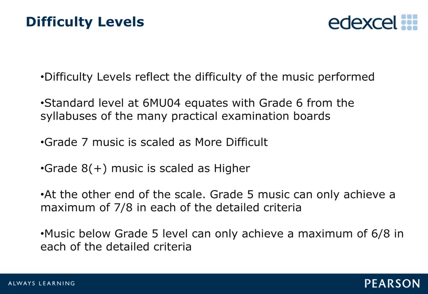Grade 7 music is considered more difficult. Grade 8 music and harder is considered higher level. At the other end of the scale, Grade 5 standard pieces can only achieve a maximum of 7 out of 8 on each of the detailed criteria, capping the maximum available mark at 35 out of 40. See specification, page 66. Music at grade 4 level and below can only achieve a maximum of 6 out of 8 on each of the detailed criteria, capping the maximum available mark at 30 out of 40.